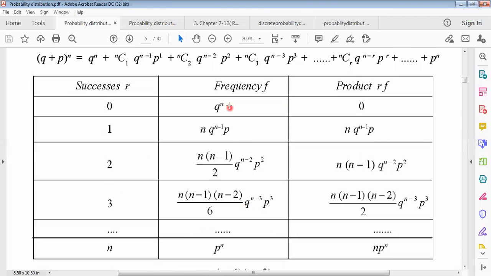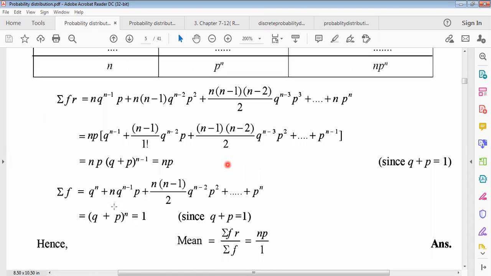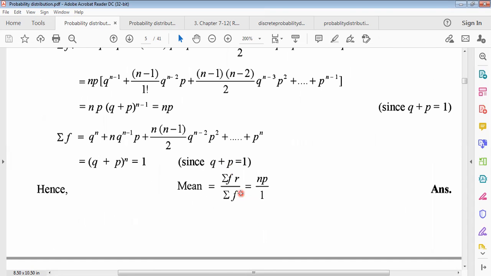Summation f means the sum of all terms of the second column: the first term plus the second term plus the third term plus up to the nth term. This is also the binomial series for q plus p whole to the power n, the same formula: nC0, nC1, nC2, plus up to nCn. So q plus p whole to the power n equals 1. So summation f equals only 1, because the total probability is 1.